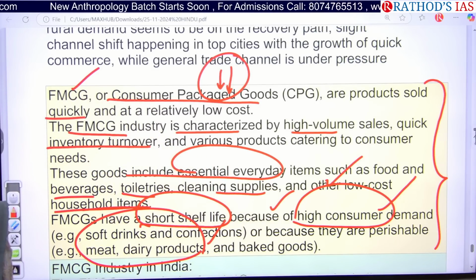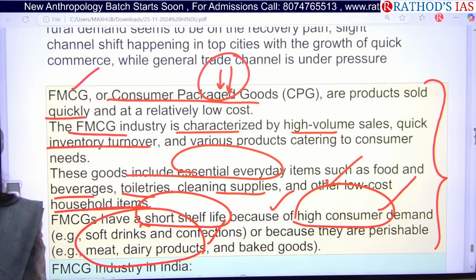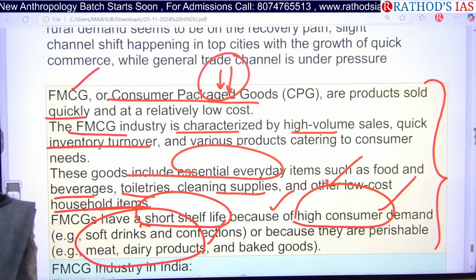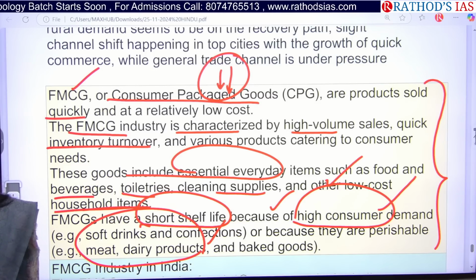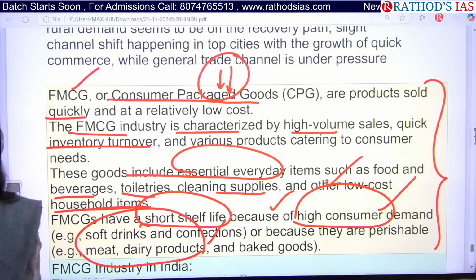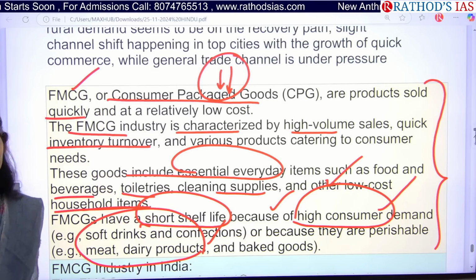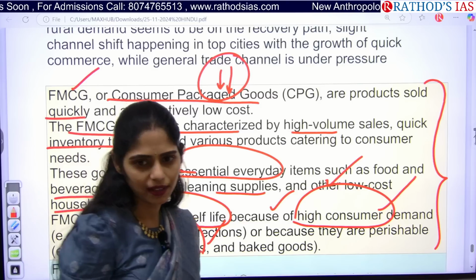Disease. Next. Okay. So there is an impact on the primary sector, because these are the goods which are processed from the primary sector.